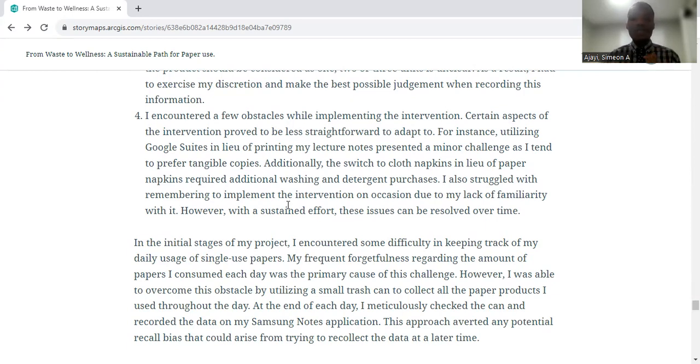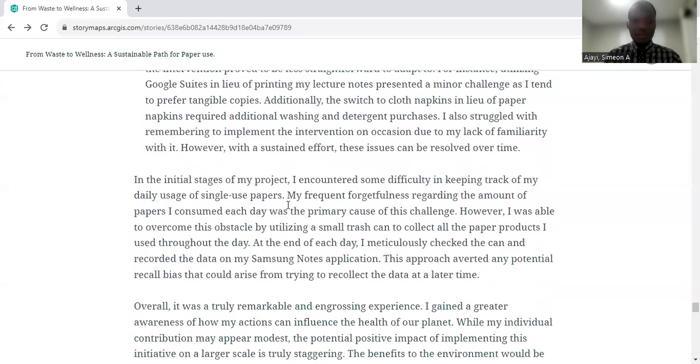Additionally, the switch to cloth napkins in lieu of paper napkins required additional washing and detergent purchases. I also struggled with remembering to implement the intervention on occasion due to lack of familiarity with it. However, with sustained effort, these issues can be resolved over time.